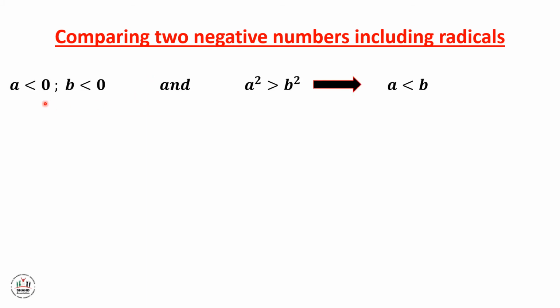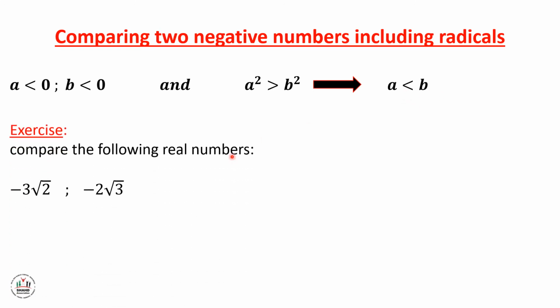Comparing two negative numbers including radicals. If a and b are less than 0, or if a and b are two negative numbers, and a square greater than b square, then a must be less than b. Let's solve an exercise. Compare the following real numbers, the same previous two numbers, but this time with a negative sign. Minus 3 radical 2 and minus 2 radical 3.